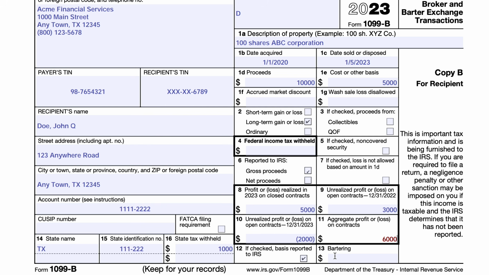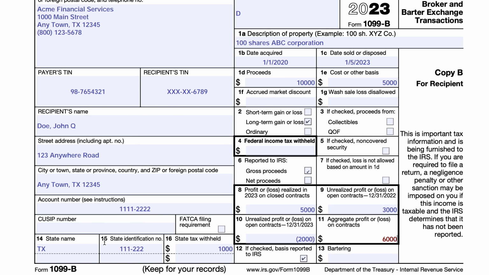So this shows the amount of cash that you received, the fair market value of any property or services that you received, and the fair market value of any trade credits or scrip that was credited to your account by the barter exchange.